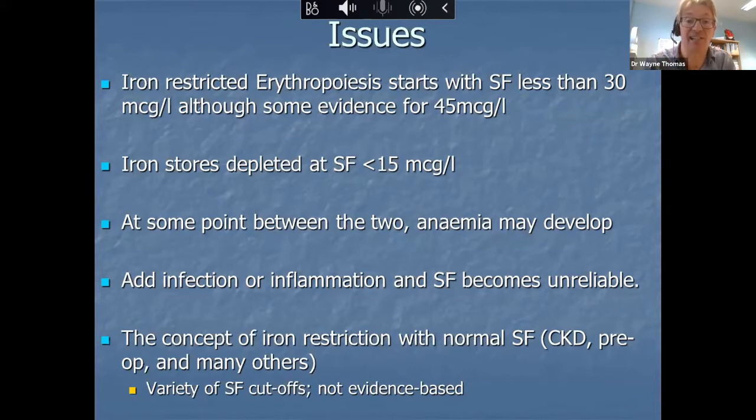What we can say is that probably if your serum ferritin is less than 15, on balance, most of your stores are depleted.